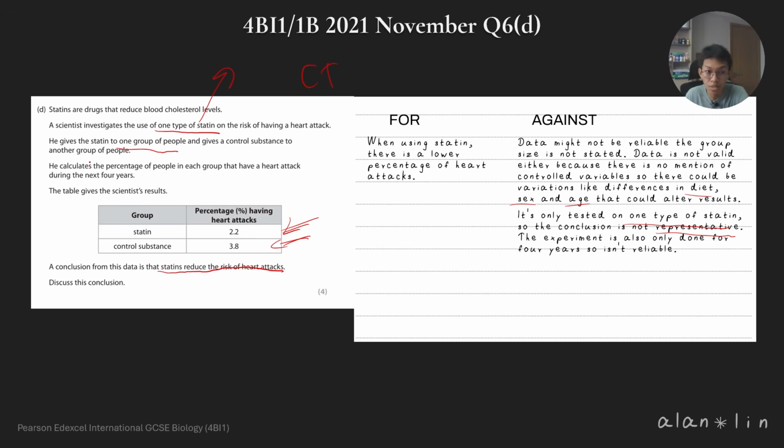Also, the experiment was done only for 4 years. And if they did it for a longer period of time, the results could be different. We don't know. And because it's a heart attack question, which is like a long-term problem, 4 years is not really a sufficient duration. So we would also comment on that. We will also raise criticism for the experiment that is being set up. And so that's the part that I would write for the experiment.